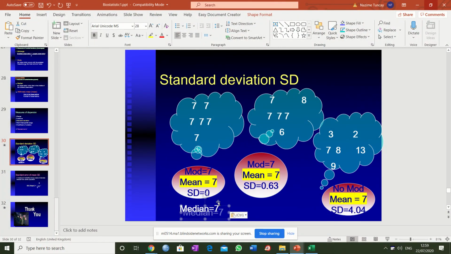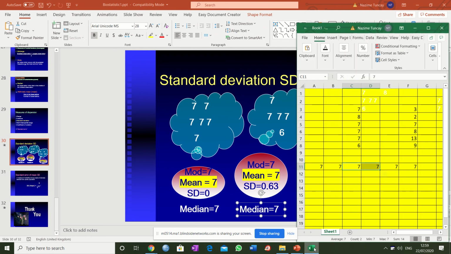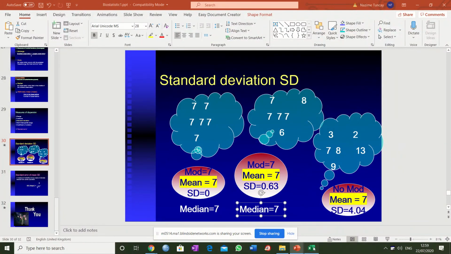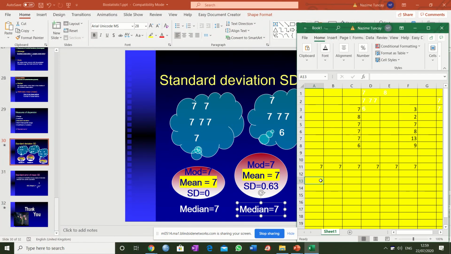So let us calculate it with this one. We are going to calculate it here. The second one, we have 7s and we have one 8. So we have 7, 7, 7 and 6 and 8. But we have to order this. These are the numbers. We have to put them in order. This is the order.